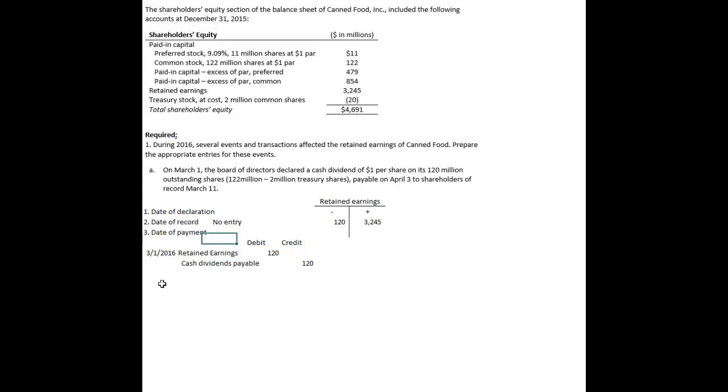The last date is the date of payment. This is pretty straightforward, and this happens to be on April 3rd in our example here. We're going to actually pay out that dividend, so we're going to debit this cash dividend payable to signify that it's now being paid. We would debit cash dividend payable for the $120 million, and we would actually credit cash for that same $120 million. So those are the three dates: date of declaration, date of record, and date of payment, and how the accounting entries should look for each entry.